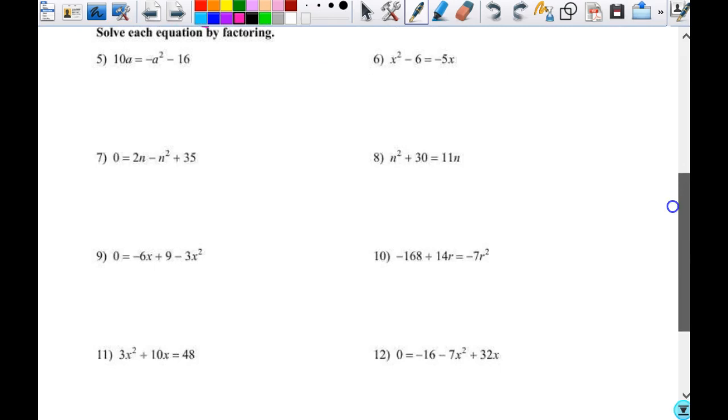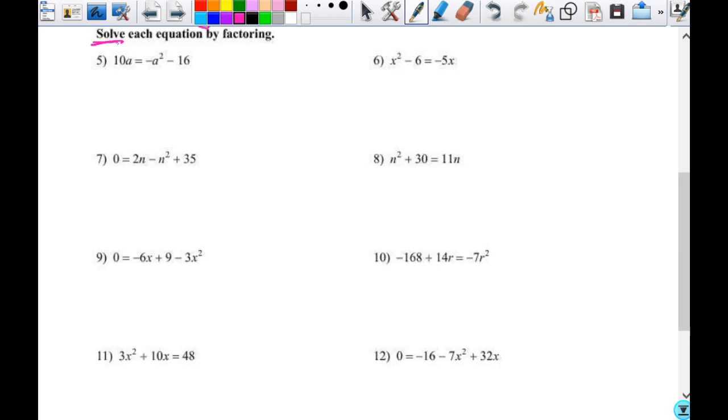Let's look at number 5. Okay, so now here's a couple of things about this. This says solve each equation by factoring. There are other ways to solve it, right? You can solve it with the quadratic formula. You can solve it by completing the square. I mean, there's other things that you could do. But this clearly says by factoring, and it says solve, which means when I get to the end, I should have x equals something, right?